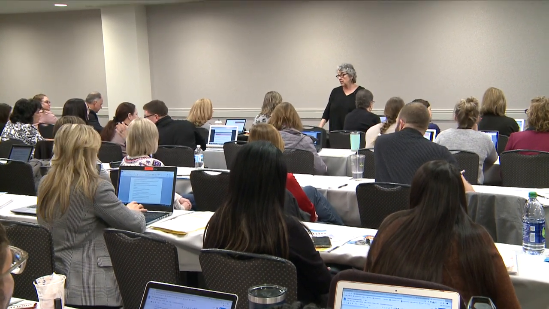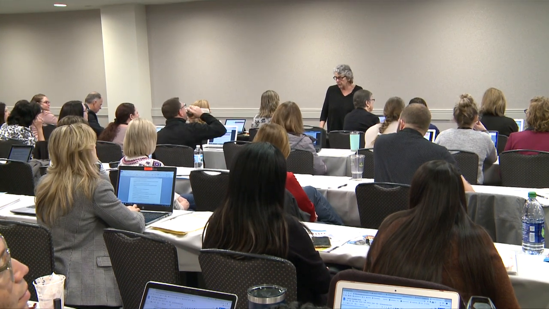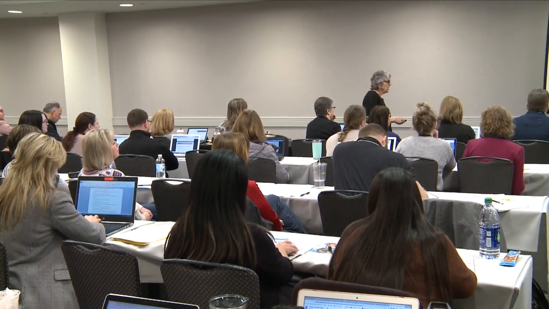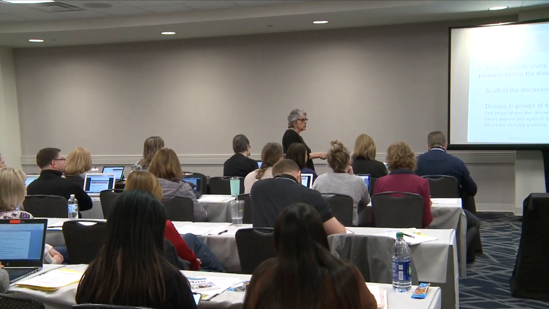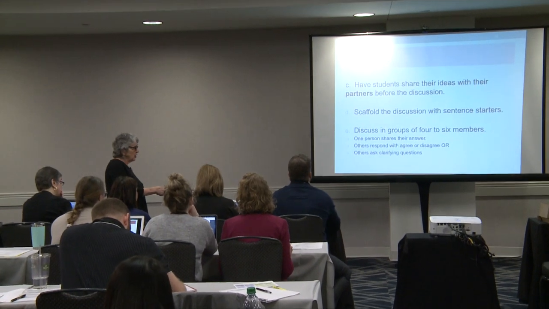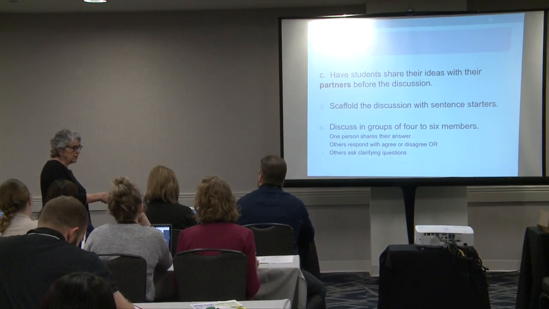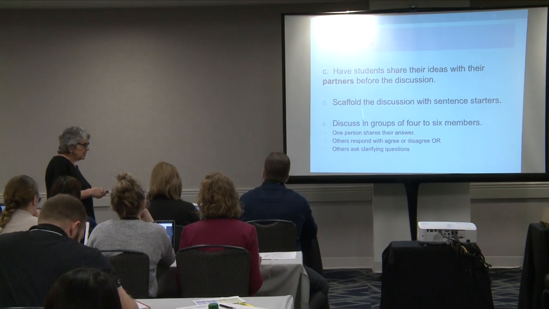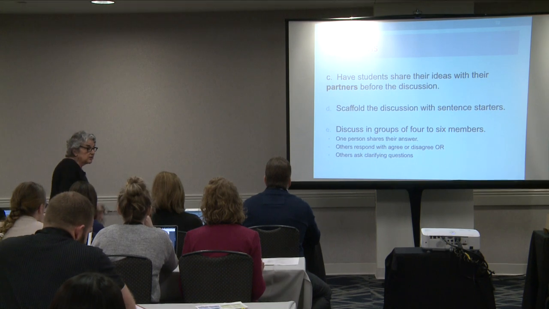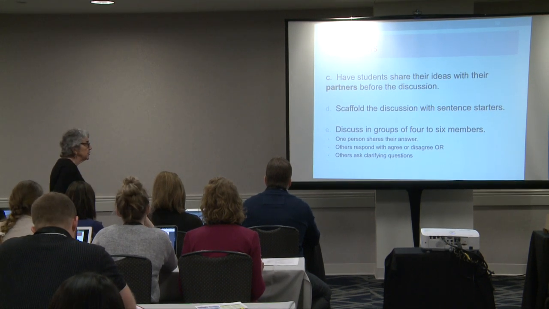But let's say I have 30 kids. The problem is no one has a discussion with 30 kids. You don't go to dinner with 30 people and discuss with all of them. You go and have a smaller number. So we improved the discussions quite significantly by breaking them into smaller discussion groups where one person shares an answer, the others agree or disagree, but they also have to ask clarifying questions. The effect size is 0.84 when it's done this well. So it's useful to do it for the purpose of learning.